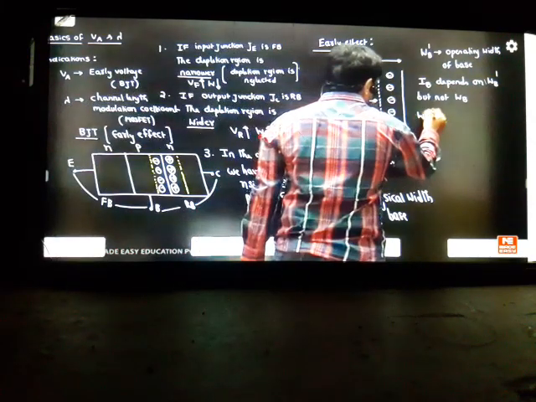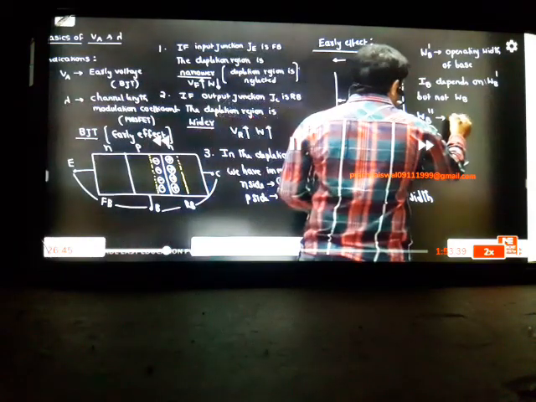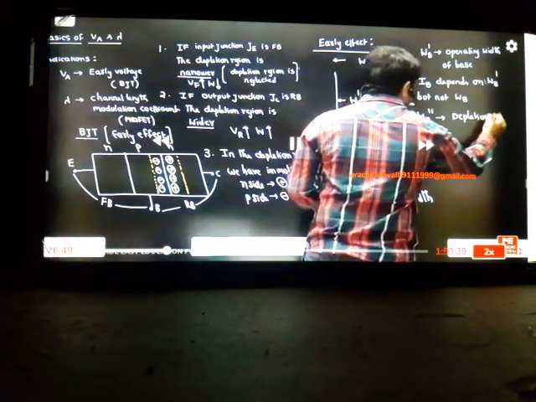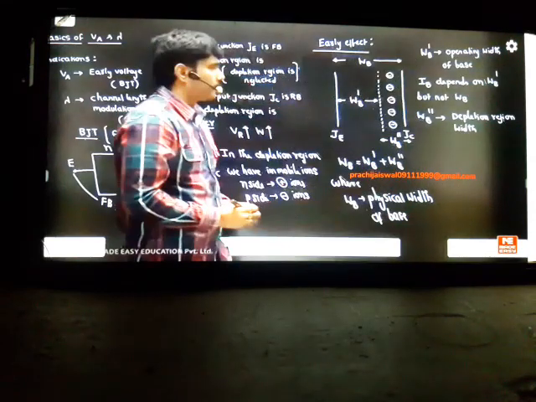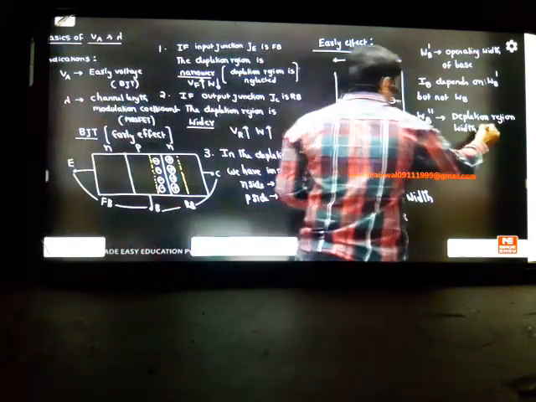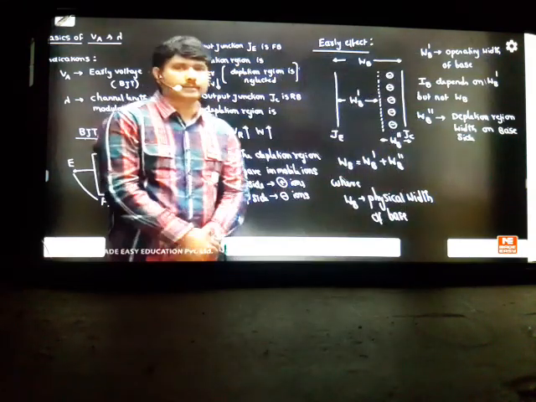What is WB W dash? The last term is W dash, which is telling about your depletion region width. It is telling about the depletion region width on the base side. So these are the simple, clear points for you according to Early.